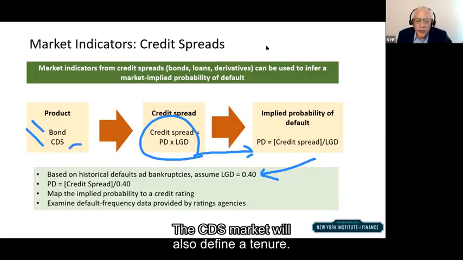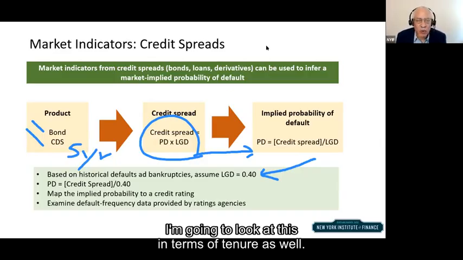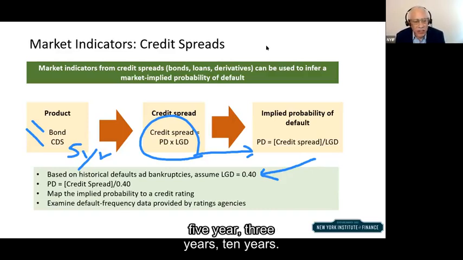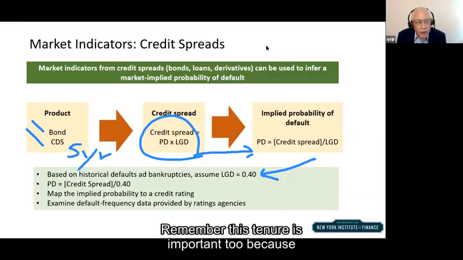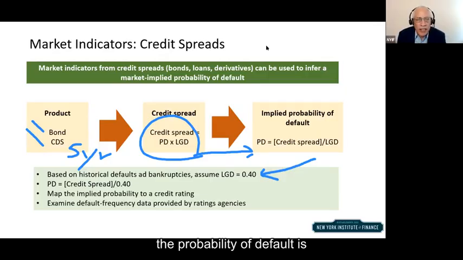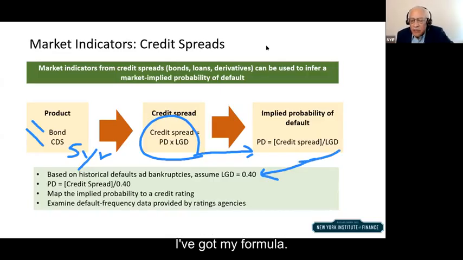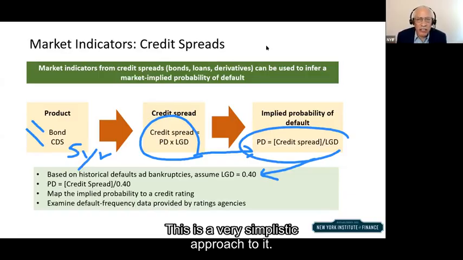The CDS market will also define a tenor. So I'm going to look at this in terms of tenor as well. The CDS market could be 1 year, 3 years, 5 years, 10 years. The bond market, of course, is going to be based on the tenor of the bond. It could be 3, 5, 10-year bonds. So remember, this tenor is important too, because the probability of default is a function of the credit rating, the credit analysis, the creditworthiness of the obligor, but it's also a function of the tenor as well. So I've got my formula, right? This is a very simplistic approach to it.